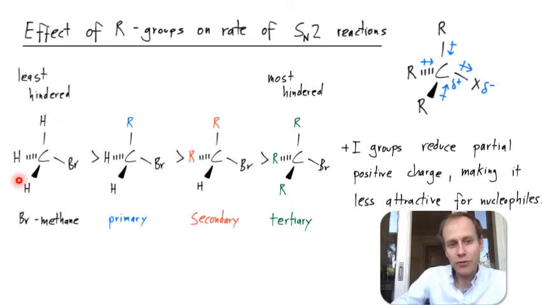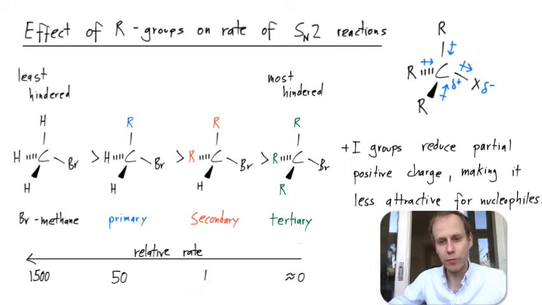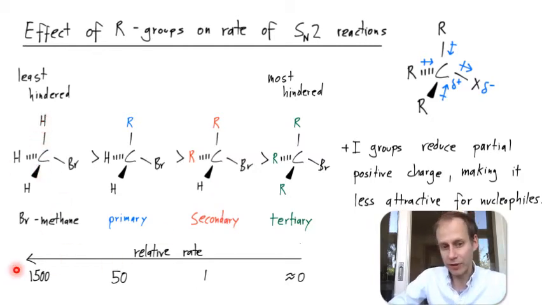So the highest reactivity is for the least hindered, and you can see here the relative rates. Let's say the secondary has a relative rate of 1, then the tertiary that has all this steric hindrance is not reacting at all with a nucleophile, while the primary that has only one methyl group reacts 50 times faster than the secondary, and the one that has no methyl group at all reacts 1,500 times faster than the secondary.